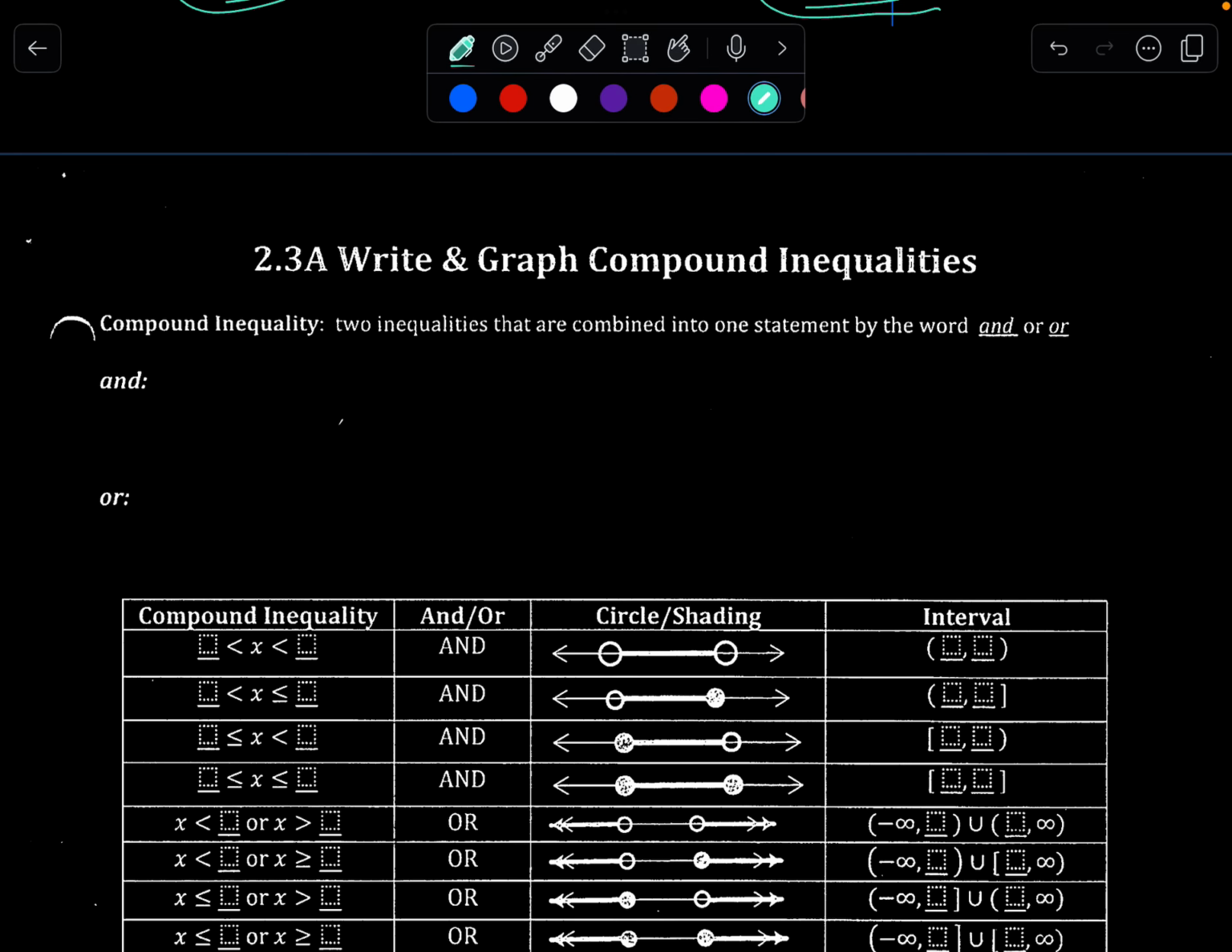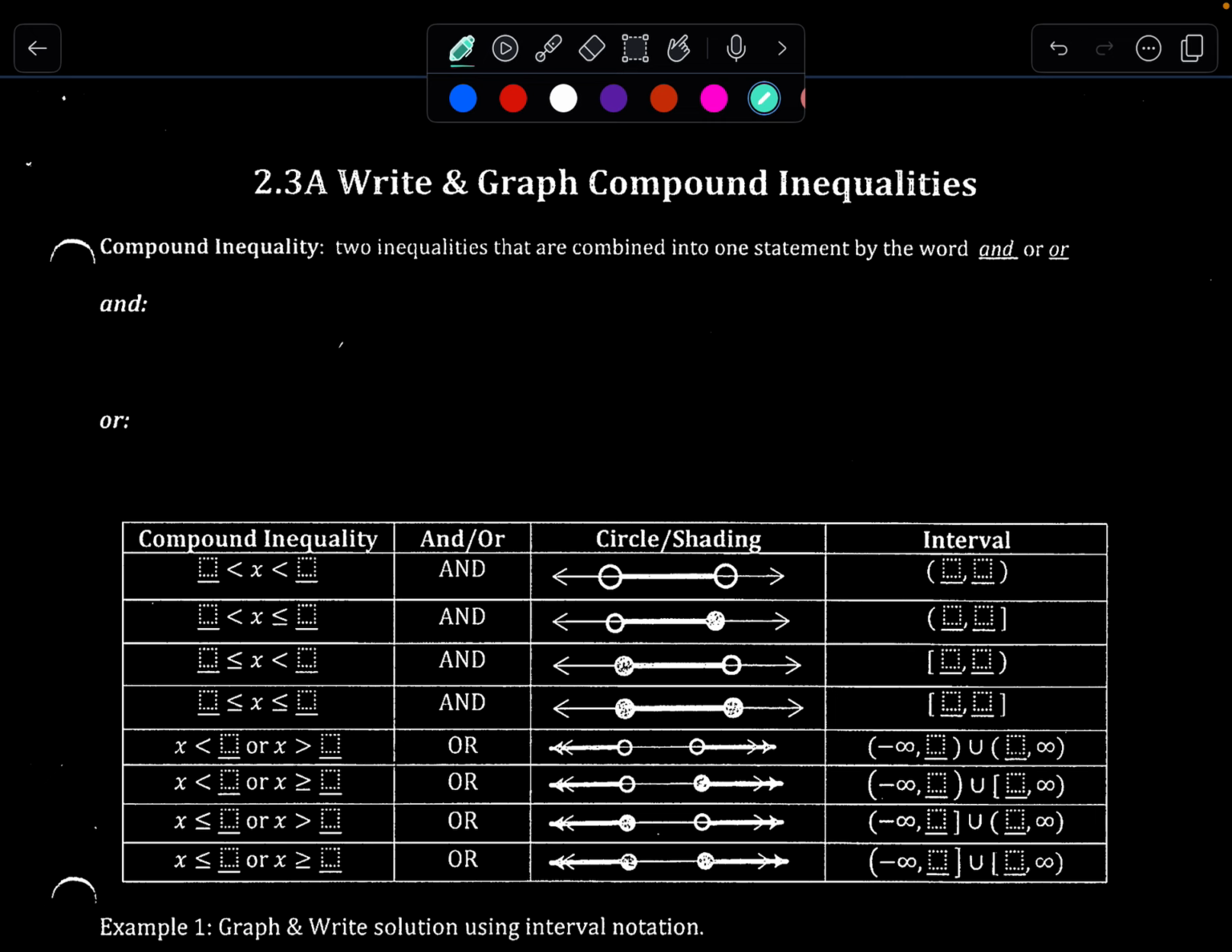Okay, this is 2.3a. We're going to be talking about writing and graphing compound inequalities. So compound inequalities basically means that you have two inequalities combined into one. They're going to be using a statement to combine them though, and that's going to be either "and" or "or."